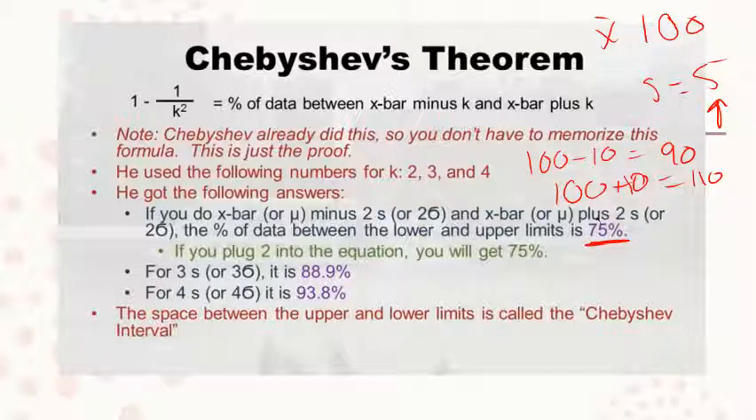And since we use 2 as our k, because we use 2 standard deviations, that would mean that 75% of our total data set would fall between 90 and 110. Does that make sense a little bit? So 75% of our data falls between this. Now, if we wanted to do 3 or 4, we definitely could.